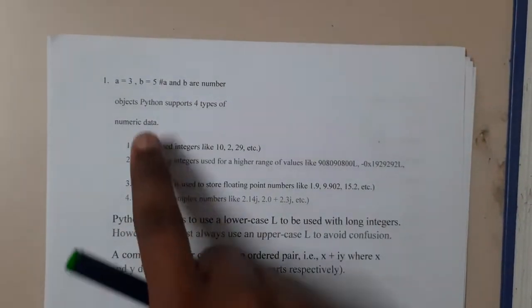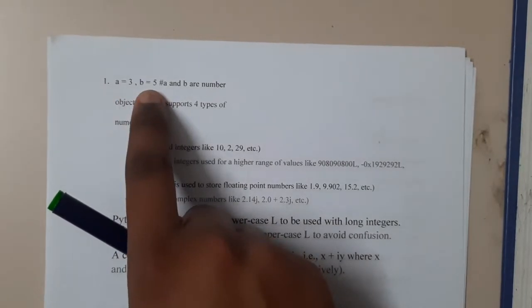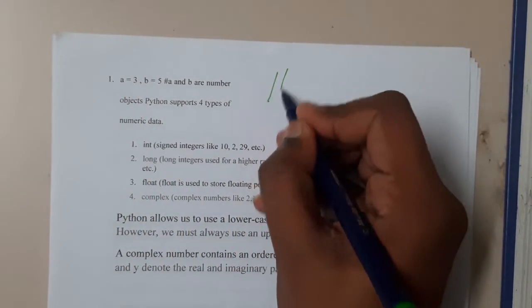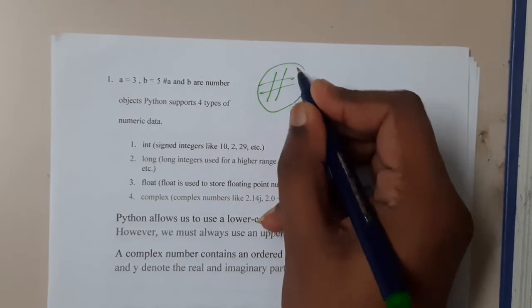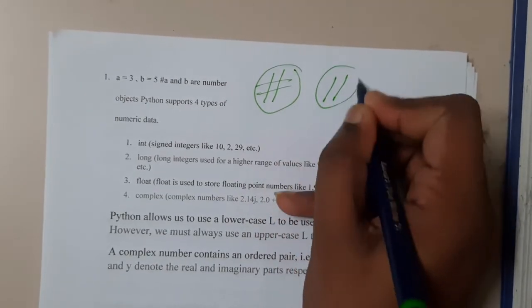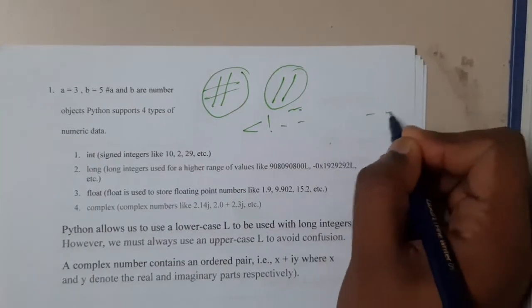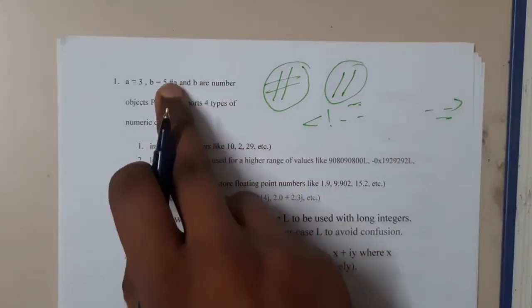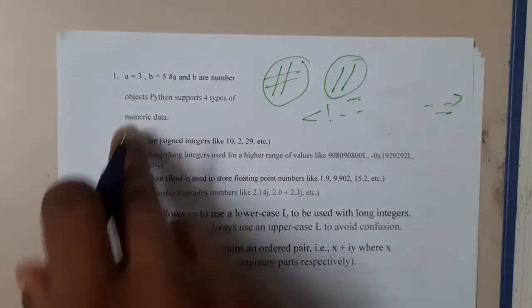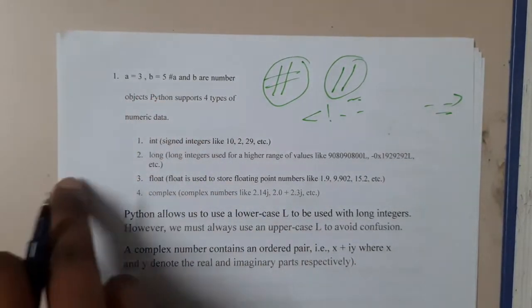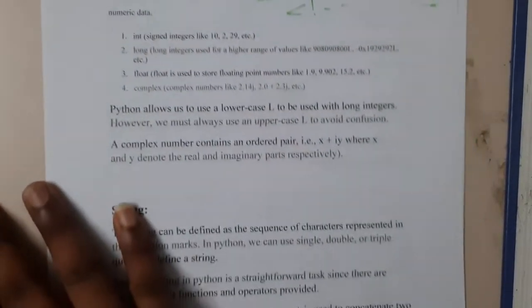So a is equals to 3, b is equals to 5. Here, remember one more thing, guys. Hash is the comment in Python. In C and C++ we used this, right? And even in Java also, and in HTML we used this. Here the comment is hash. So here the values 3 and 5 will be stored as integers. That's it. So now let us go through strings.